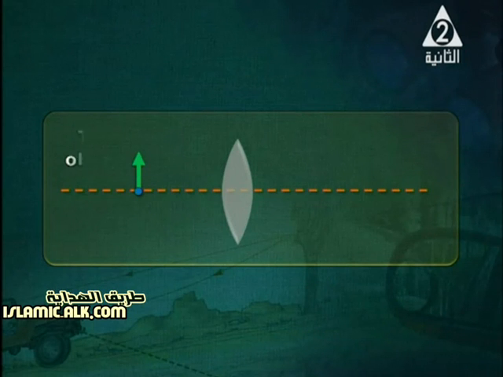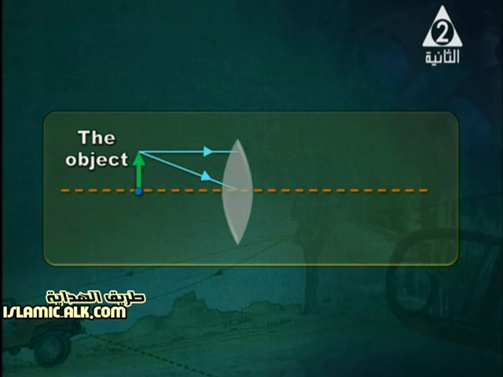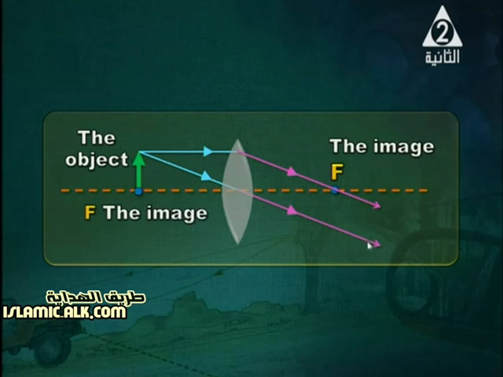Firstly, we draw the convex lens. Then draw the principal axis and the object. This object will send two rays. The first is parallel to the principal axis and the second passes through the optical center of the lens. The first ray is refracted passing through the focus, and the second ray passes without any refraction. Here, there is no image formed by the intersection of the two refracted rays.